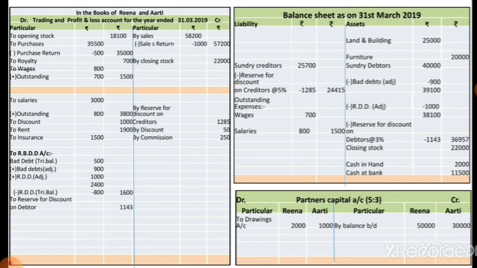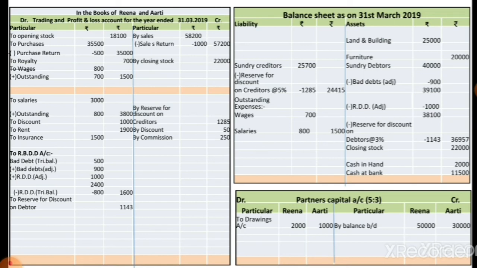Now the fifth adjustment: insurance is paid for 15 months with effect from 1st April 2018. Students, here the insurance is paid, but that insurance is paid for 15 months. We know that in our financial year there are total 12 months. That expenditure we incurred from 1st April 2018, that information is given to you. So from 1st April 2018 up to 31st March 2019, that comes under our financial year. So total 12 months is that period.